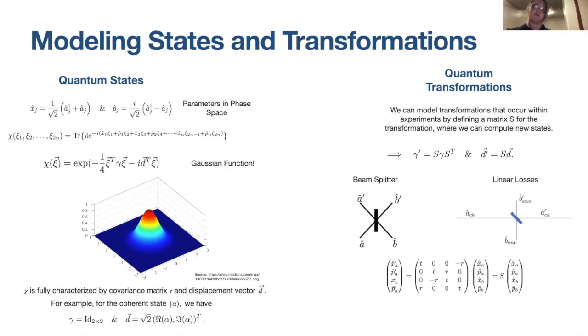For example, the coherent state can be simply represented as an identity matrix and a displacement vector. Now, this is good because we can model transformations that occur within experiments, things that physically occur like beam splitters or linear losses, and we can model them as matrices and calculate new states using linear algebra, which is very, very simple to do.